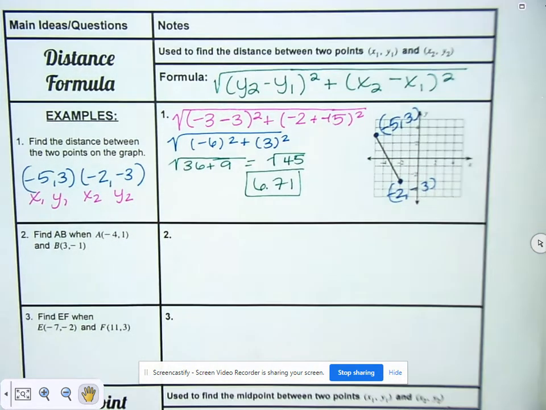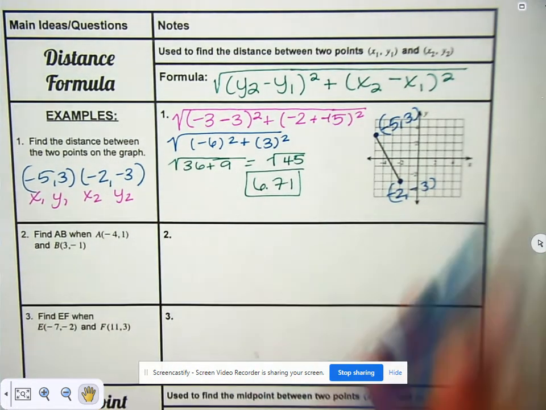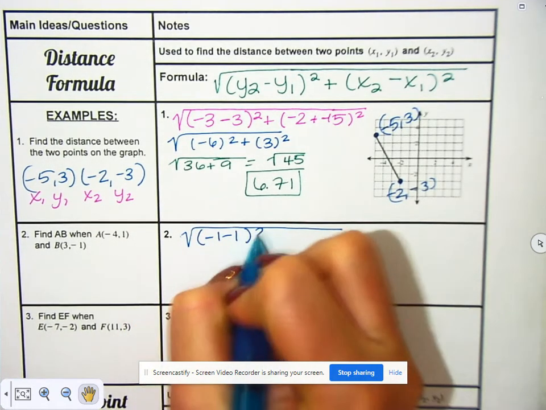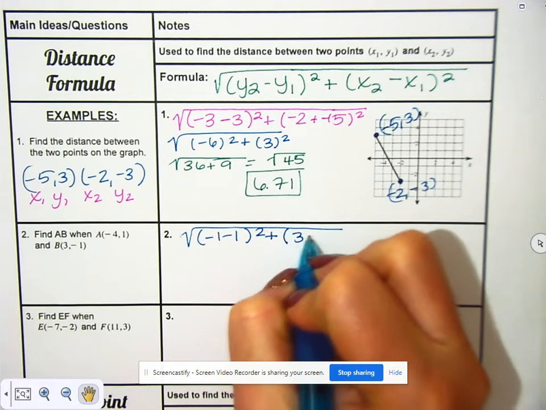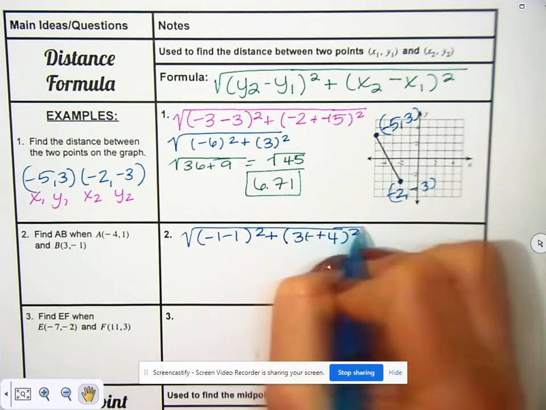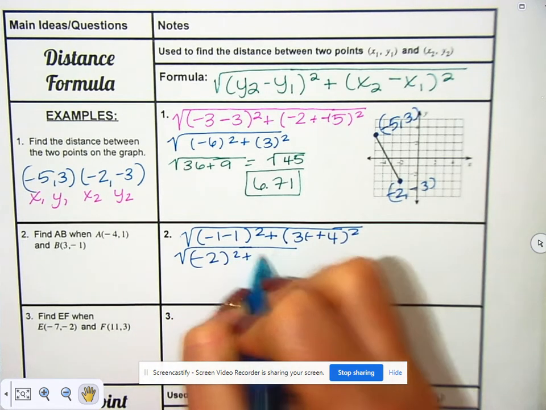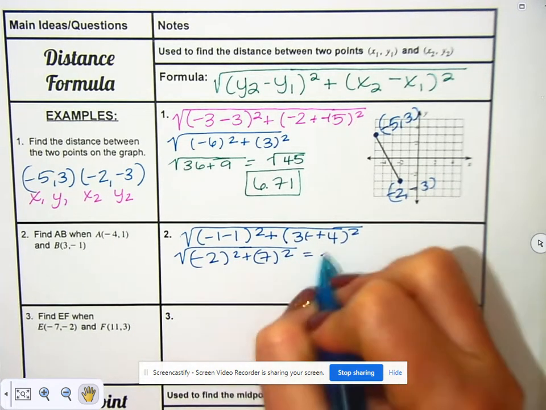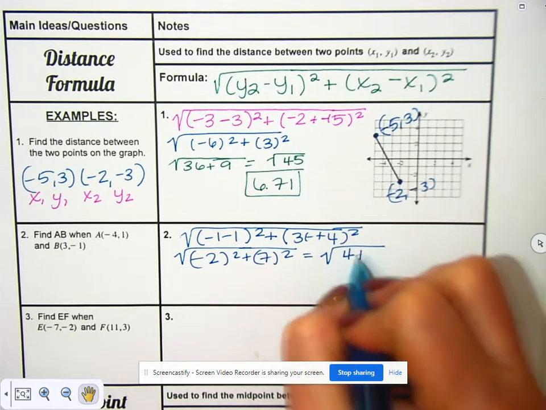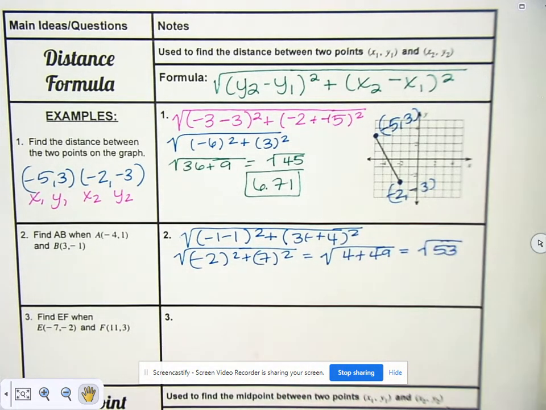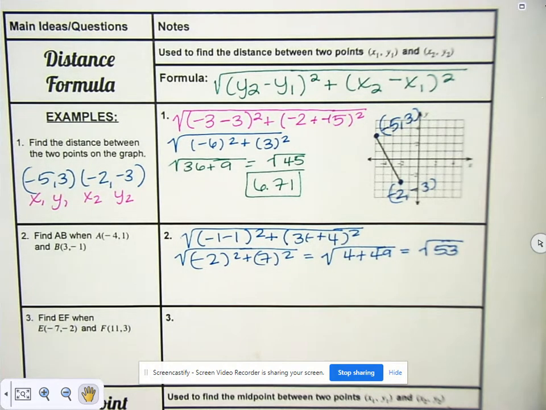Okay, number 2, they already gave me the points, so I'm just going to plug them straight in. Y minus y squared and x minus x squared. We're going to simplify. That's -2. That's 7. Keep simplifying. That's 4, and that's 49. So that gives me 53. And everything just stays under the radical. You don't need the radical until the end. Then we're going to type the square root of 53, and it's going to be 7.28.